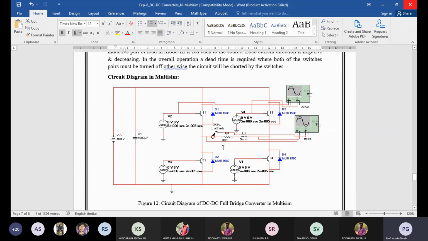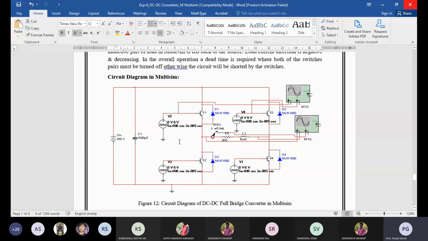Similarly, it is also possible with S1 and S4. Somehow S2 and S3 are conducting, but suddenly S1 and S4 turn on. So that's why a blanking circuit or dead band circuit is required for all the switches, for the turn-on condition.